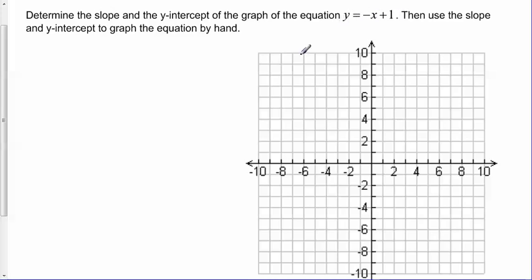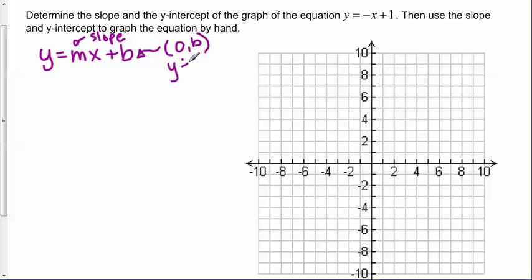it's in slope-intercept form. So let's remind ourselves that slope-intercept form looks like this: y equals mx plus b. And we know that the m will always give us information about the slope, and that the b tells us information about the y-intercept, that the y-intercept will always be the ordered pair 0, b for my y-intercept.